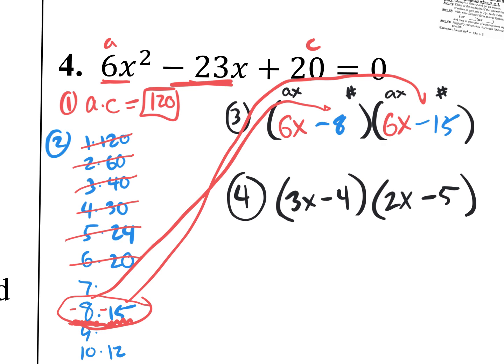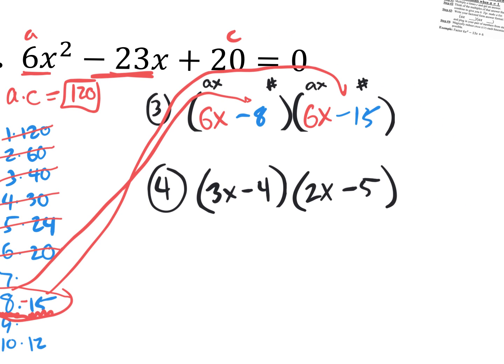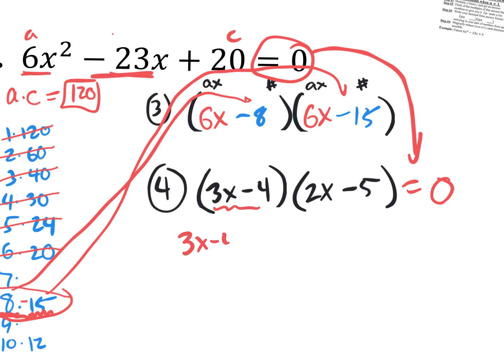Oh, no, wait. I'm sorry. It's equal to 0. If they had said factor, that would be your answer. But this is an equation that we need to solve. This is set equal to 0. The whole purpose of getting a factored form is to have something times something equals 0, so you can split them and solve. The first something, 3x minus 4, set that equal to 0. The second something, 2x minus 5, is also set equal to 0. We're going to solve both of them.